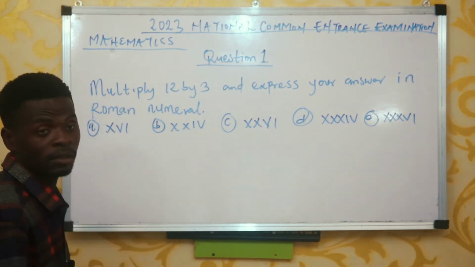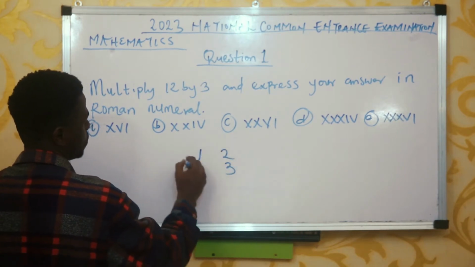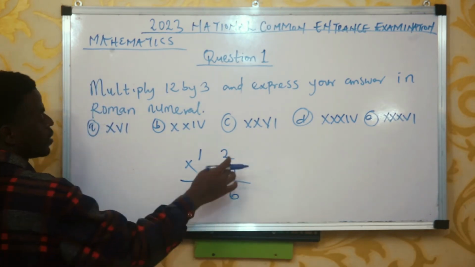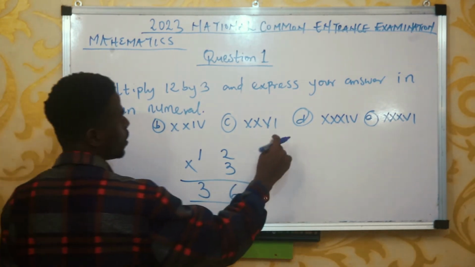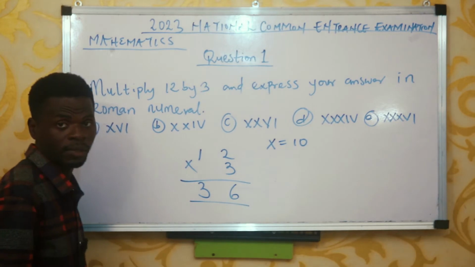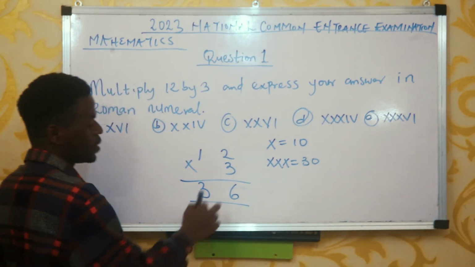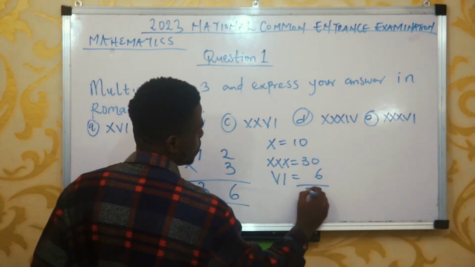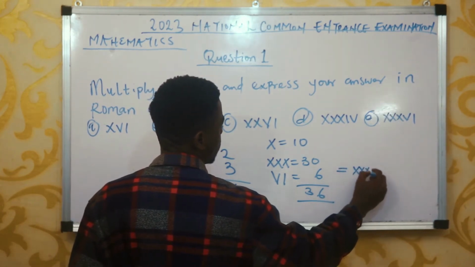So, let us multiply 12 by 3. 12 times 3. So 3 times 2 will give us 6, and 3 times 1 will give us 3. So our answer is 36. And do not forget that our X is equal to 10. So definitely 3X will give us 30. Then we have 6. Our 6 is VI, making it 36. So definitely our answer is XXXVI.